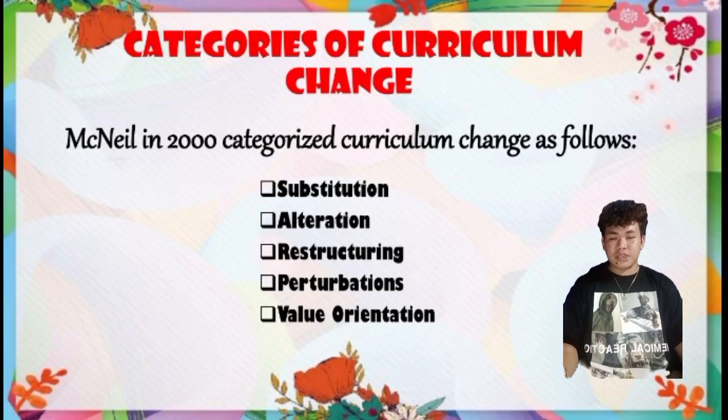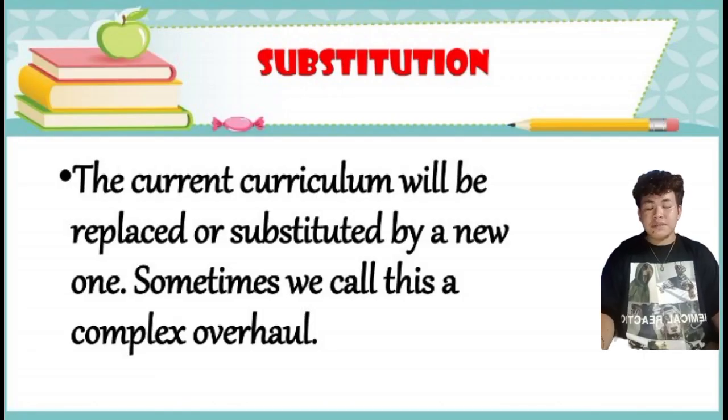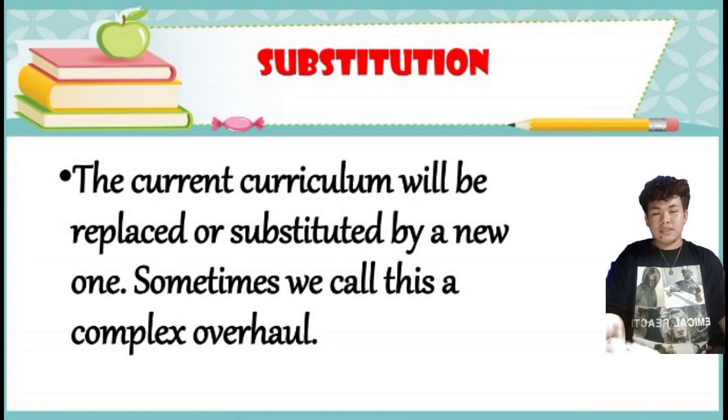Categories of curriculum change. McNeil in 2000 categorized curriculum change as follows: substitutions, alteration, restructuring, perturbations, and the value orientation. Substitution means the current curriculum will be replaced or substituted by a new one. Sometimes we call this a complex overhaul. Examples of substitution is changing an old book to an entirely new one, not merely revision.